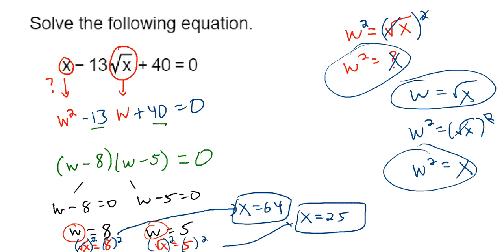So once you solve it for W, take the W back out, put the original variable back in. In place of the W, we're putting in square root of X, because that's what W took the place of originally. So once we're done with W, put the original thing back in.